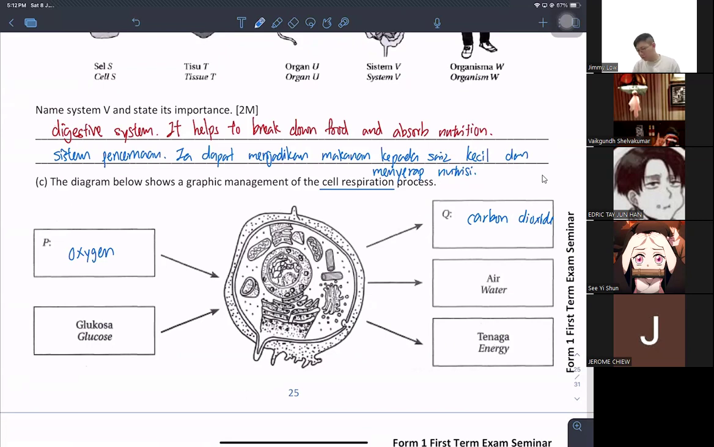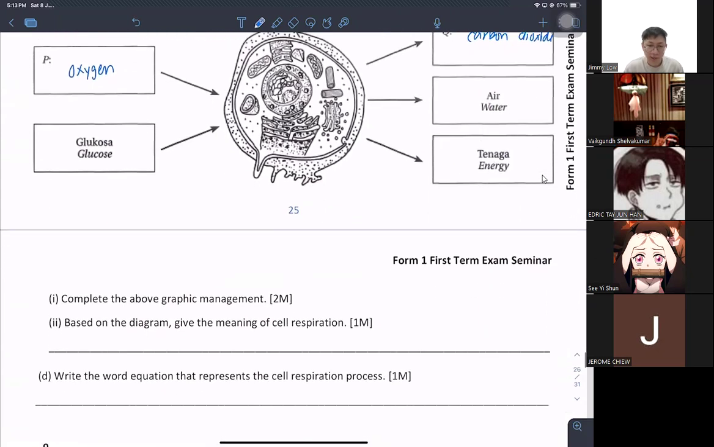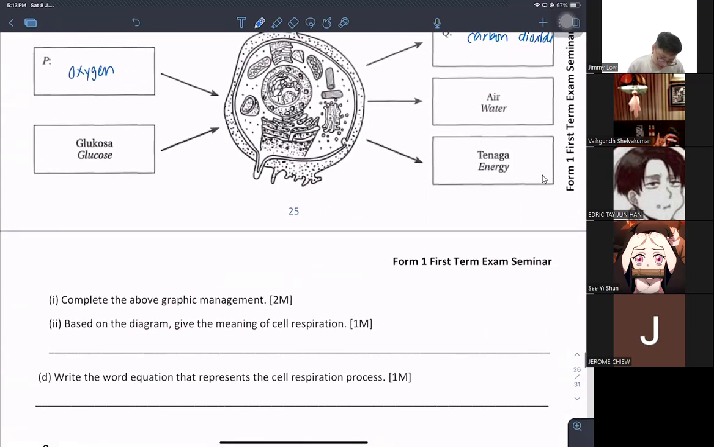Okay, somehow some of the questions are so mean, until they don't give you anything. They don't give you any single word inside here. You have to fill everything by your own. That's why I say you have to get familiar with what is happening in cell respiration, even in photosynthesis.